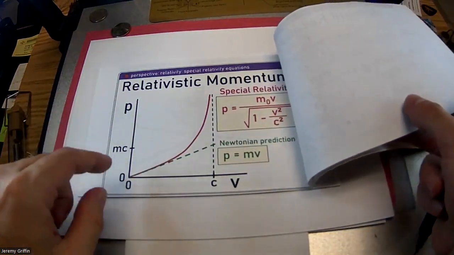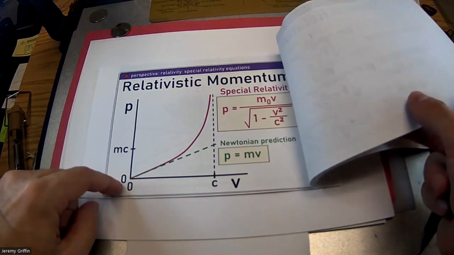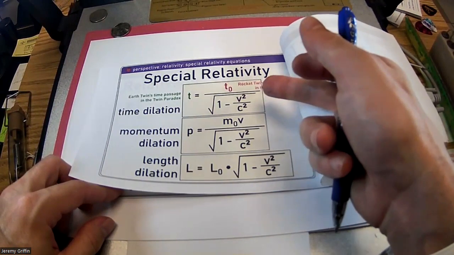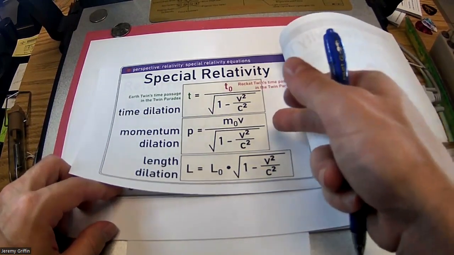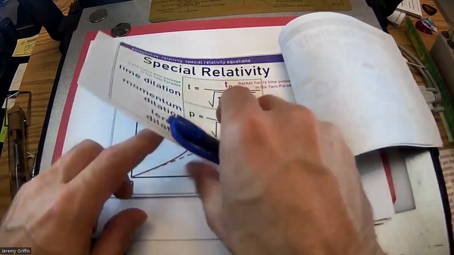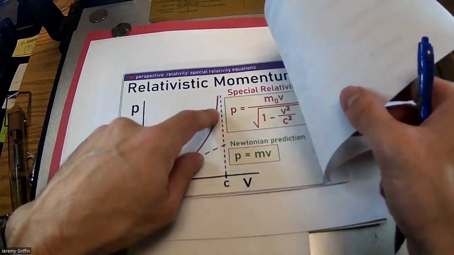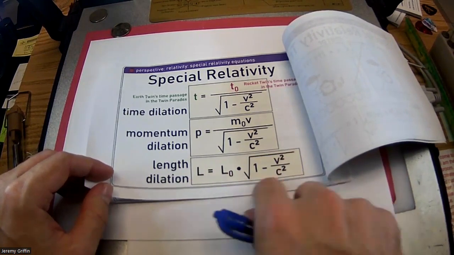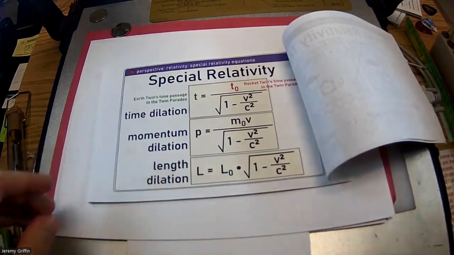If you are at zero speed, you're at zero momentum, and there'll also be zero time difference. The faster you go, the more dilation happens. But what about this length dilation? What if you made a graph out of this one? What would this graph look like?